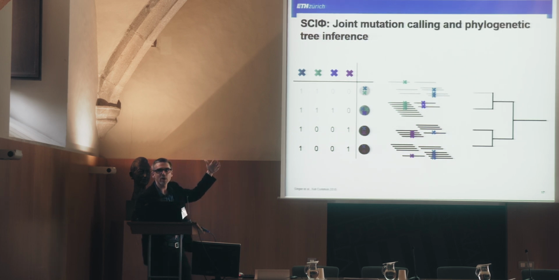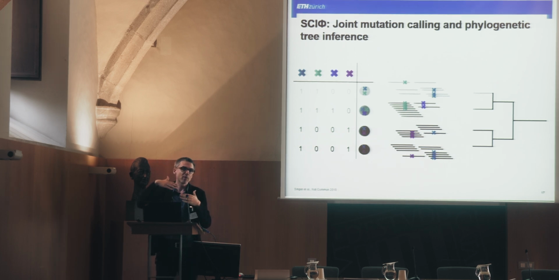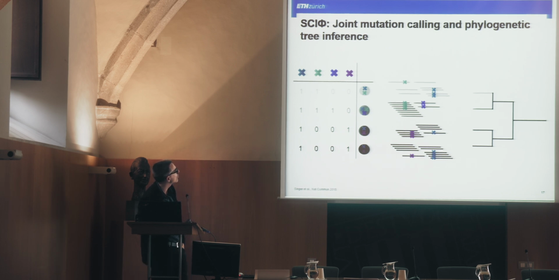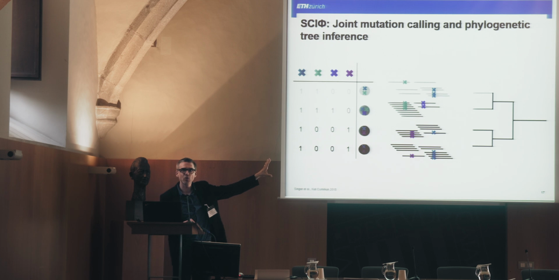The coverage is very uneven. You will miss positions or have very low coverage at some positions. You will often have quite a bias in the allele frequency. It may be far away from 50% and so on. And on the other hand, you would like to make inference now about the phylogenetic tree based on this. So while it's in a way clear that you need good mutation calls in order to get to a good tree, the reverse is also true.